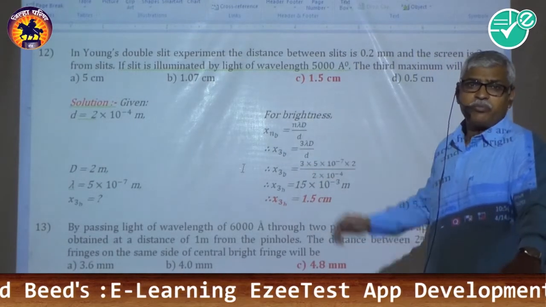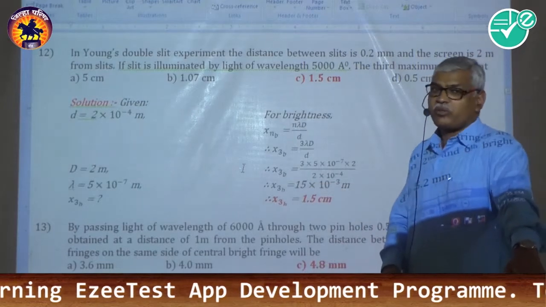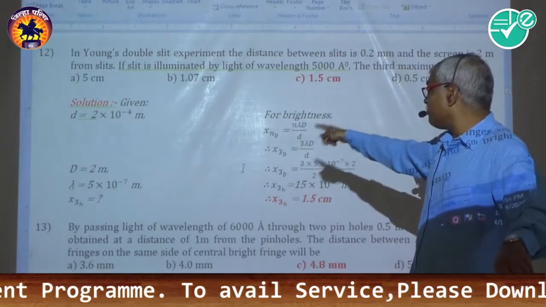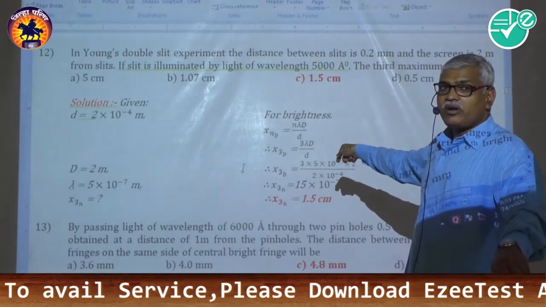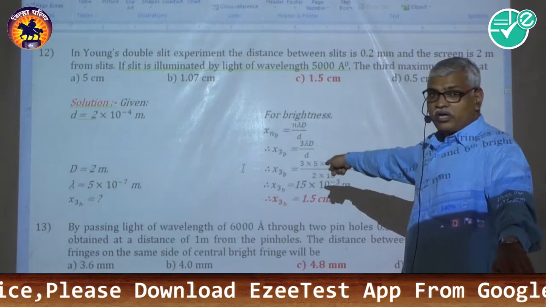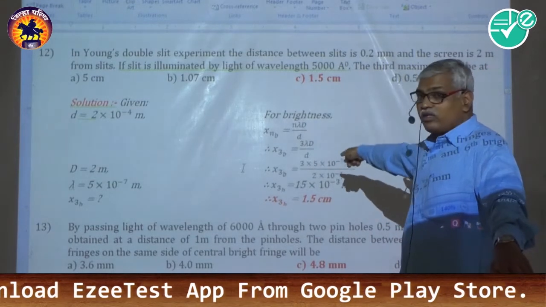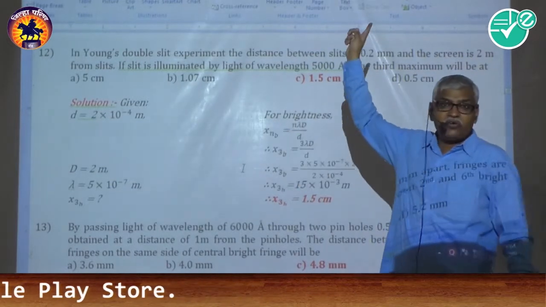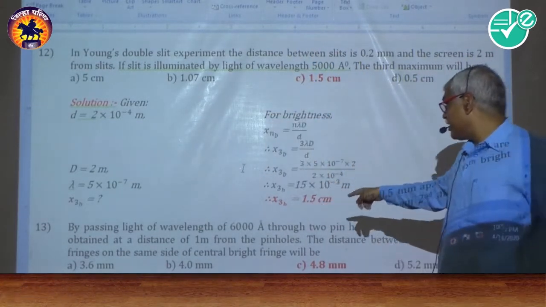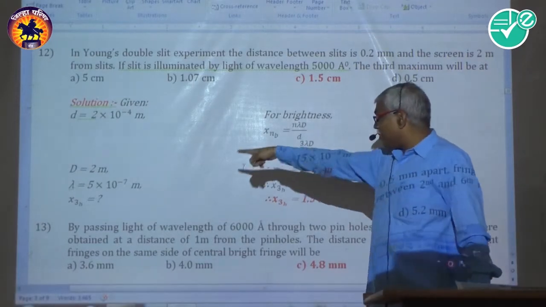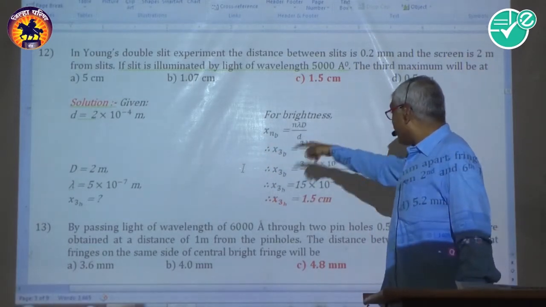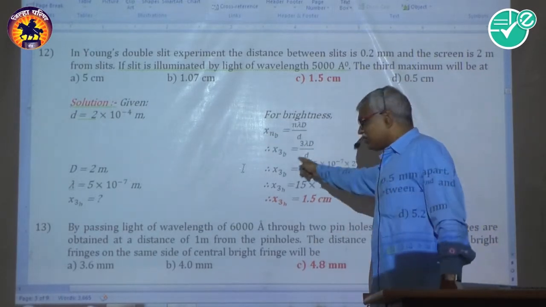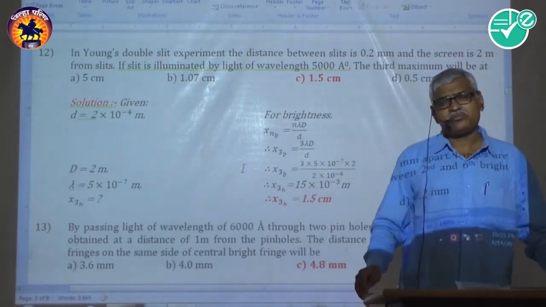Now, as per the previous problem, write down the condition for brightness: for a bright band, x_nb is equal to n lambda D upon d. Now for n we write 3, so x_3b is equal to 3 lambda D upon small d. Now lambda, D and small d are already given in the statement. Put these values: x_3b is equal to 3 times lambda, which is 5 into 10 to the power minus 7, capital D is 2 meters, divided by small d, which is 2 into 10 to the power minus 4. Now also calculations are very simple.